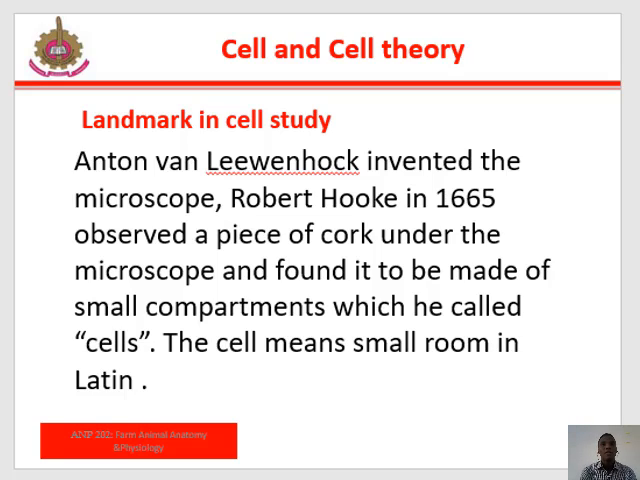In 1672, Leeuwenhoek observed bacteria, sperm, and red blood corpuscles, all of which were cells. In 1831, Robert Brown, an Englishman, observed that all cells have a centrally positioned body, which he termed the nucleus. All these are landmarks of cells and cell development.